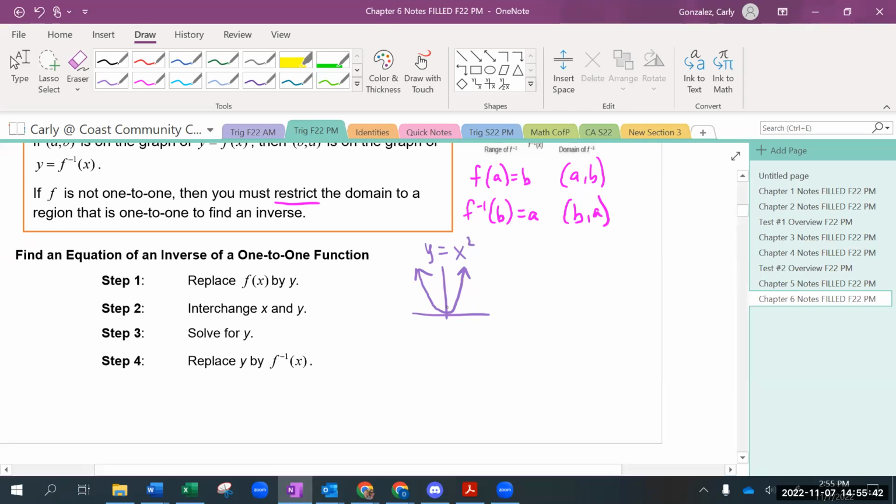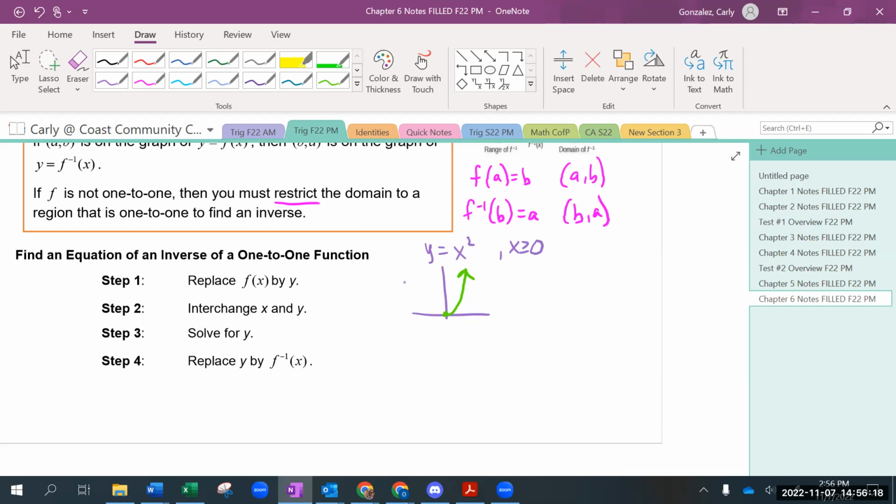So what we could do is restrict the domain and just look at part of that parabola. Let's say x has to be greater than or equal to 0. Now you see we have a one-to-one function. If we only take that right half of the parabola, from x being 0 going to the right, we have a function and it's one-to-one. So now we could go ahead and find the inverse of this.